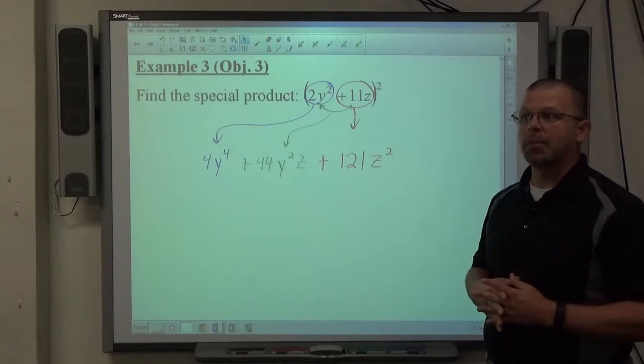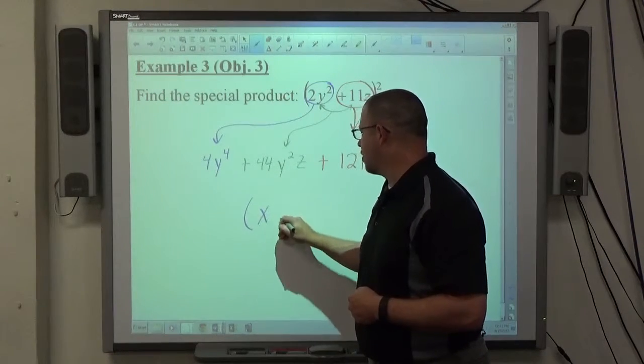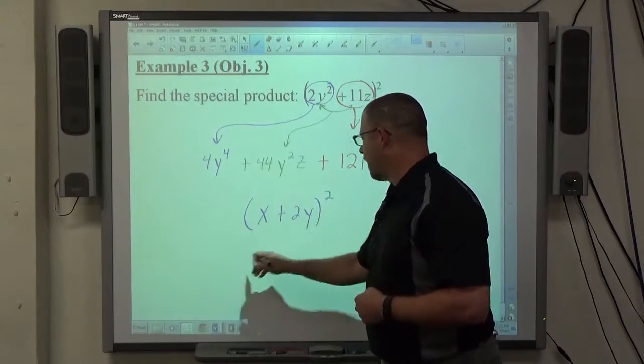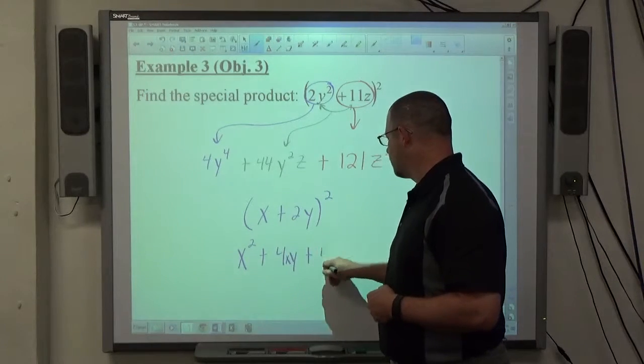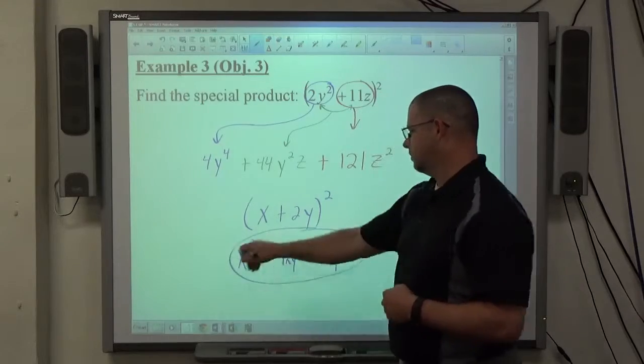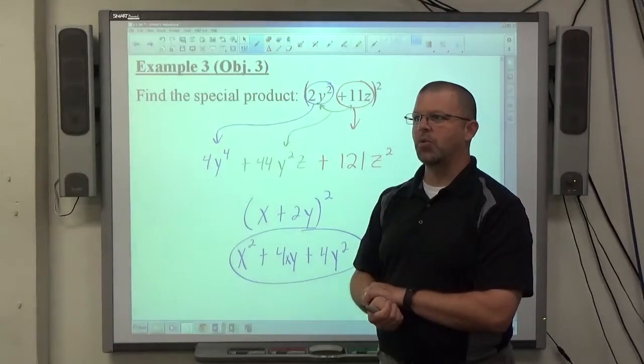And that's it. That's how you multiply a binomial, or square a binomial. It's supposed to be rapid. It's supposed to be quick. So in general, if you see any binomial x plus 2y squared, that's going to be x squared plus 4xy plus 4y squared. Okay, just rapid. You see it, you do it, you move on to the next part.